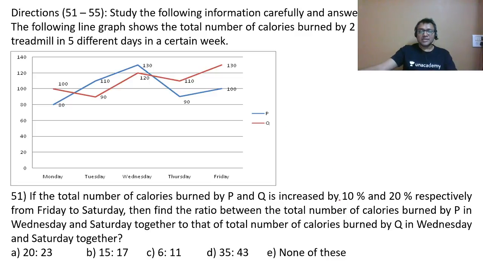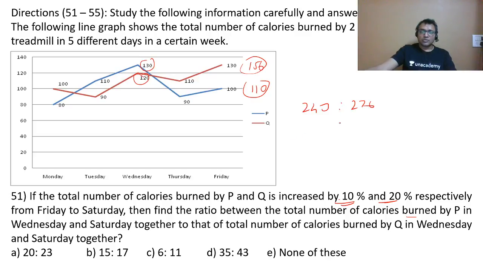Okay, P is a 10% increase, so it becomes 110 on Saturday. Q is a 20% increase, which is 26 more, so 156 on Saturday. So what do you want? The number of calories burned by P on Wednesday and Saturday. Wednesday and Saturday put together is 240. And the number of calories burned by Q on Wednesday and Saturday, which is 120 plus 156, will be 276.